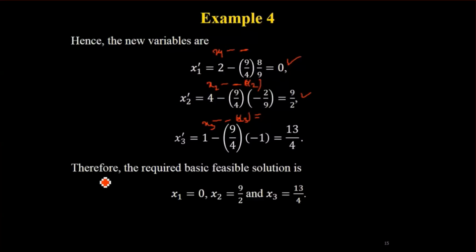So therefore the required basic feasible solution is this. This is the basic feasible solution. Here we can take this x1 value as 0, and the x2 and x3 values are positive, so we can say that it is a non-degenerate basic feasible solution also. Okay, clear how to convert a feasible solution to a basic feasible solution.